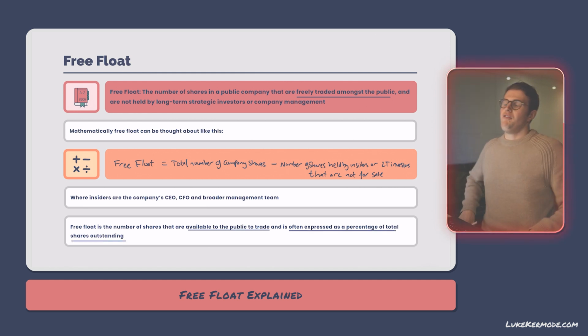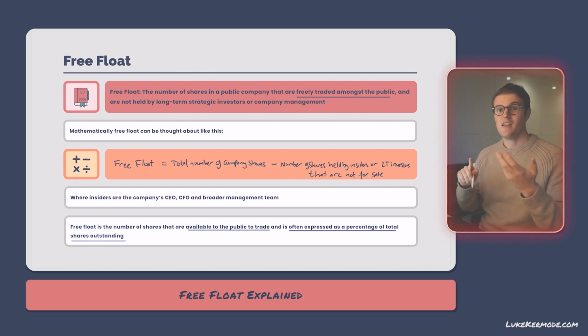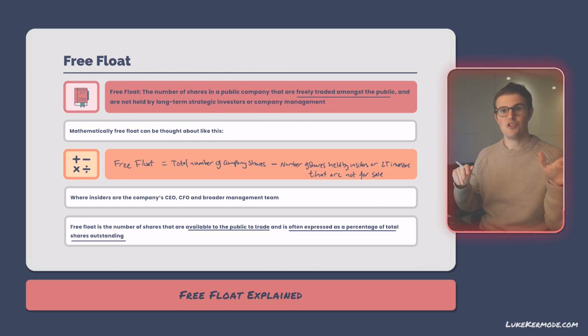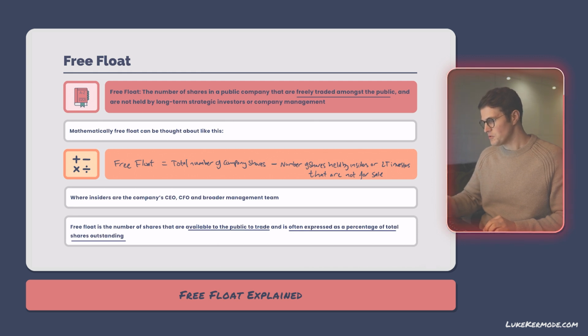So you may say if a company's got 1,000 shares in issuance, 200 of those shares are owned amongst the CEO, the CFO, and the founding group, and 800 shares are available to the public, then the free float would be 80%. That's 800 divided by 1,000 shares. Typically you'd see it expressed as a percentage of the total shares outstanding.